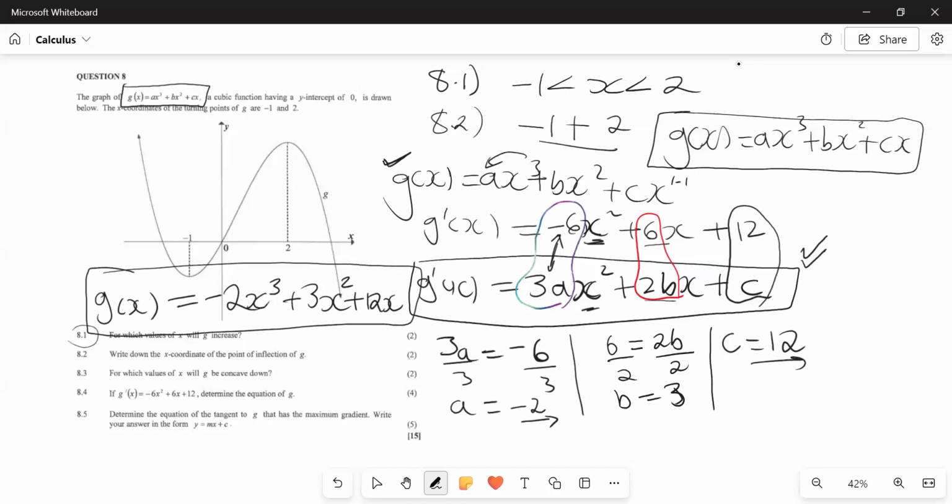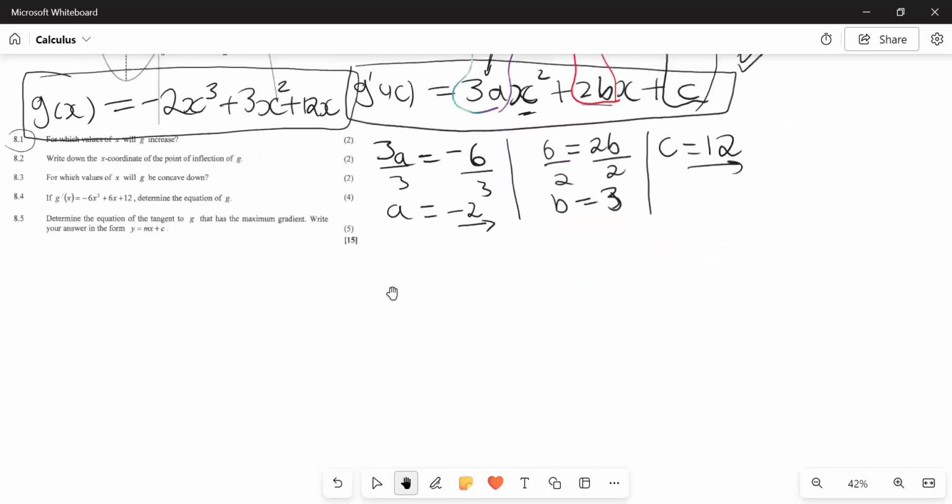Perfect. Now we must go to 8.5. For 8.5, they're saying determine the equation of the tangent to g that has the maximum gradient. Write your answer in the form y equals mx plus c. We can find that equation.